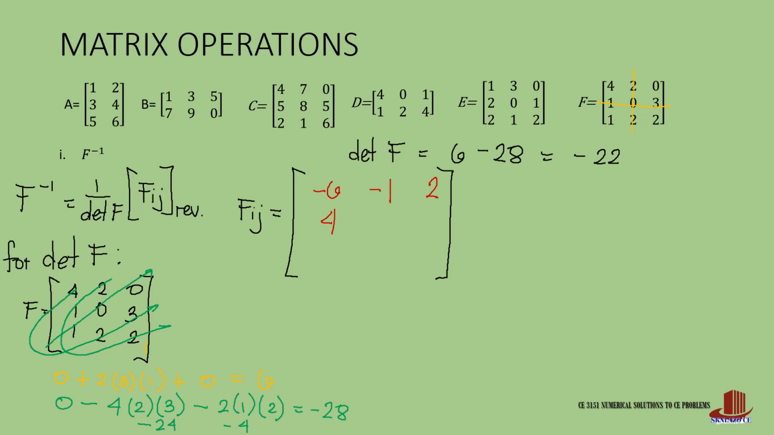Then let's take the next. 4 times 2 is 8, minus 0. And last, for the second row, we have 4 times 2, or 8, minus 2.